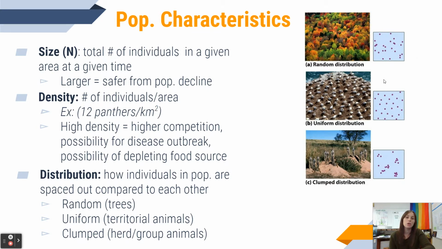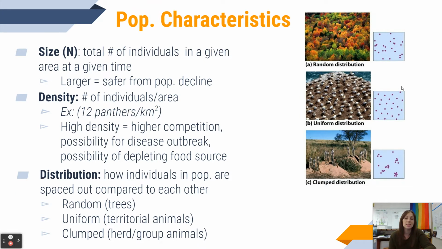The next is going to be uniform distribution, which we typically see in territorial animals. The example that you see right here is with these seabirds on a cliff, and they're pretty uniformly, evenly distributed. This makes it so all of them have their own little space and territory, but they're kind of maximizing the space that's available to them.